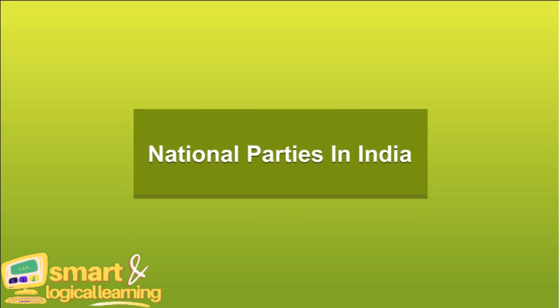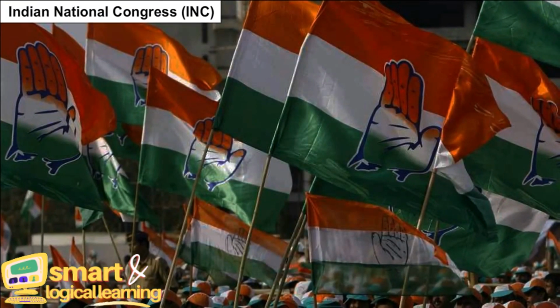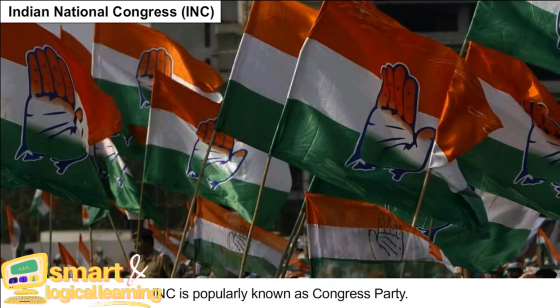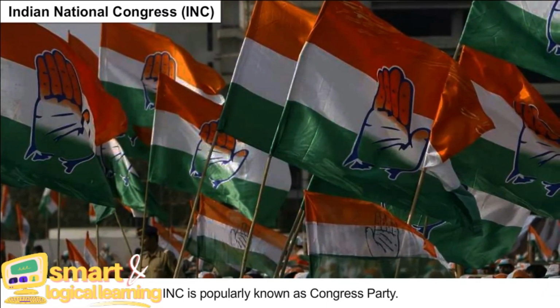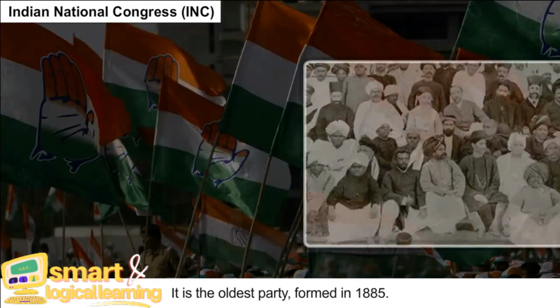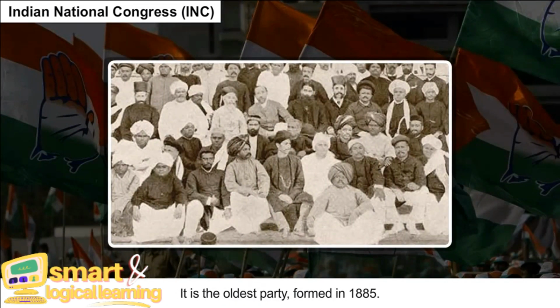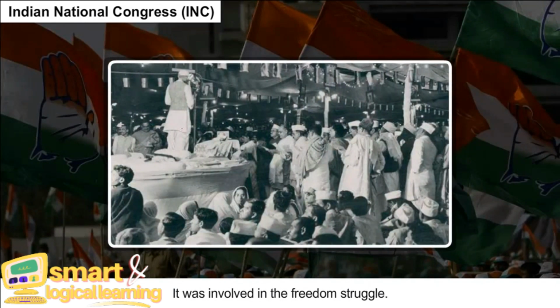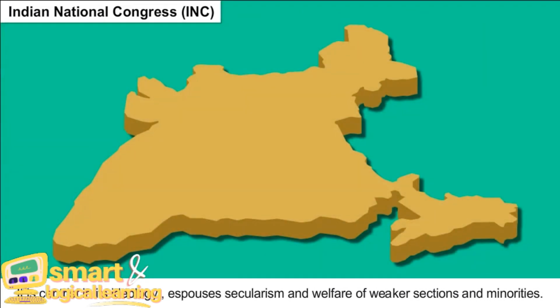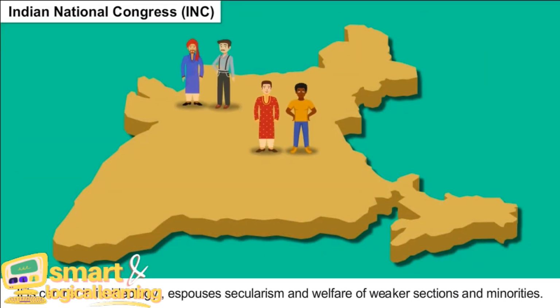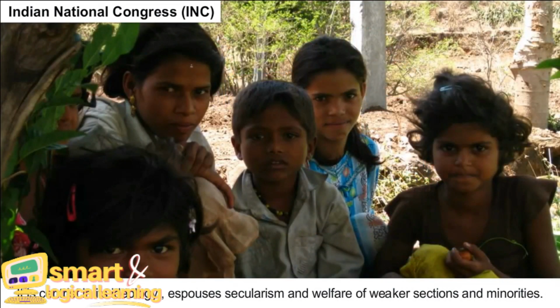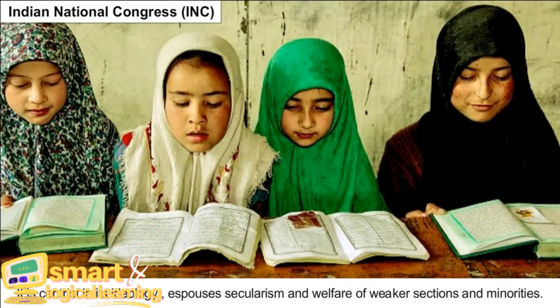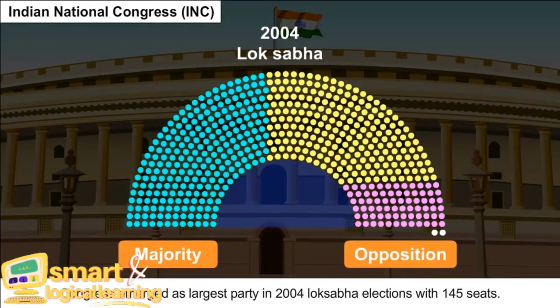National parties in India. Indian National Congress. INC is popularly known as the Congress Party. It is the oldest party, formed in 1885. It was involved in the freedom struggle. It is centrist in ideology, and espouses secularism and the welfare of weaker sections and minorities. Congress emerged as the largest party in the 2004 Lok Sabha elections with 145 seats.